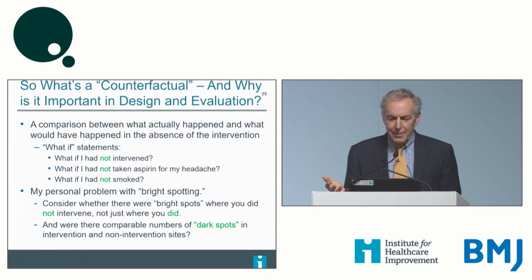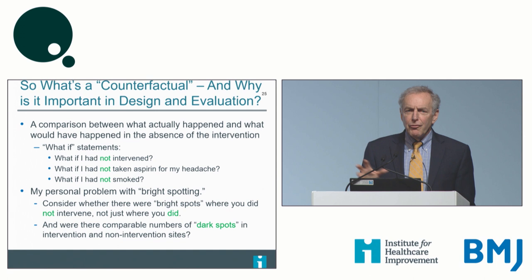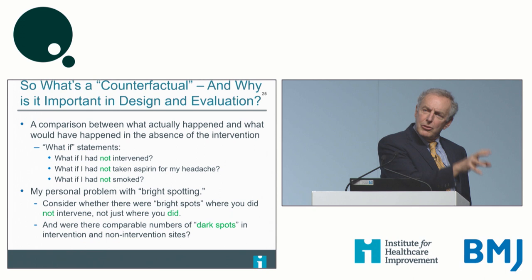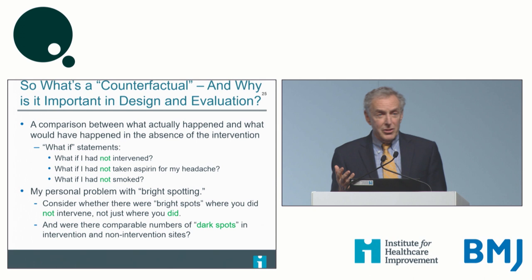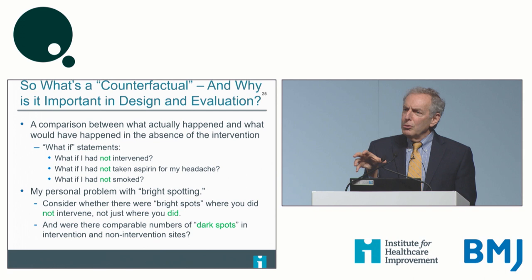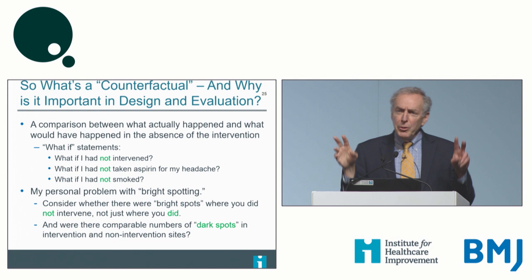And this brings up one of my personal problems I have sometimes with improvement. We tend to talk about bright spots, and I'm really happy. You can learn a ton from bright spots. But we should always ask our question, were there bright spots in areas where we didn't do what we did? So we worked in a bunch of communities, and there were some great bright spots. Did we look in 20 other communities where we had not intervened and see if they're the same kind of bright spots there? Were there dark spots, people, communities that didn't do any improvement with our big intervention? And was that any different than in places where we weren't working? So this is, again, working with a counterfactual, what if?